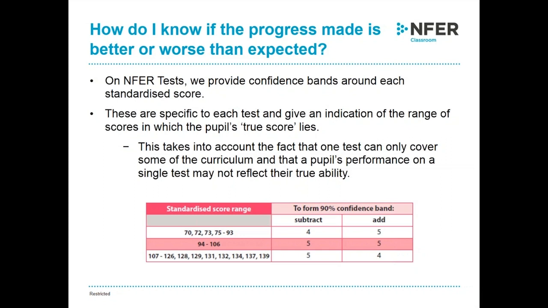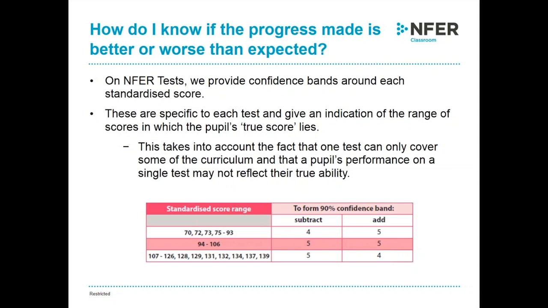And at the bottom of here, you'll see a table, which is what is included in our NFER test teacher guides to help teachers calculate this confidence band. So to use an example, if we had a child who scored a standardised score of 70, to get their confidence band, we subtract 4 and add 5. So their confidence band would be between 66 and 75, and we have a 90% confidence that their true score falls within that range, regardless of the fact that this is a single test on a single day, which may not reflect their true ability.